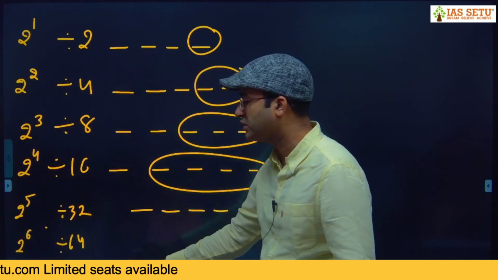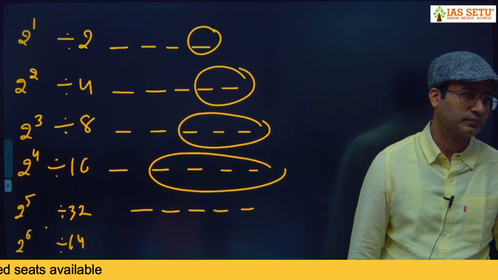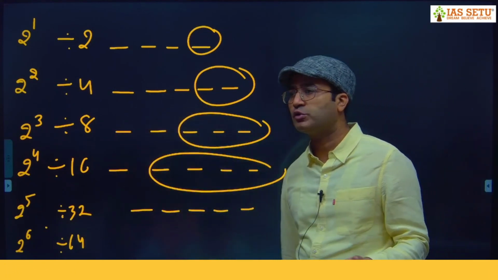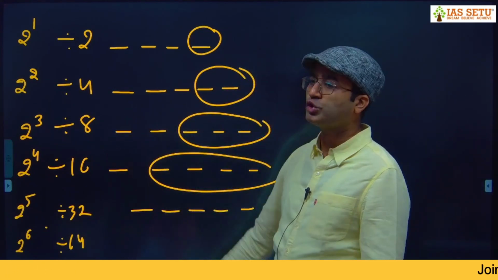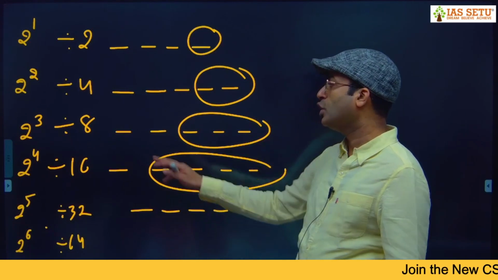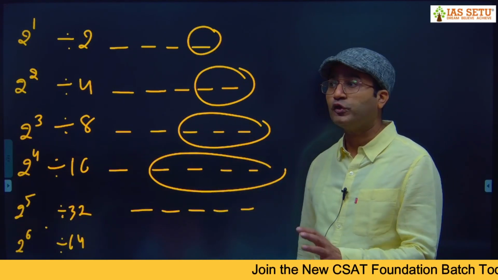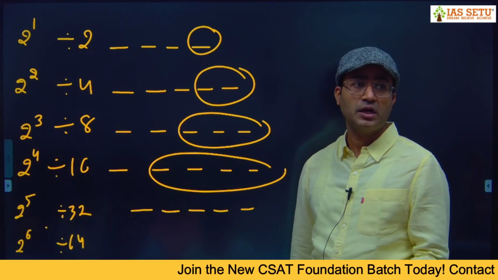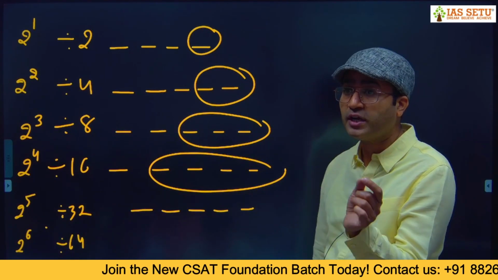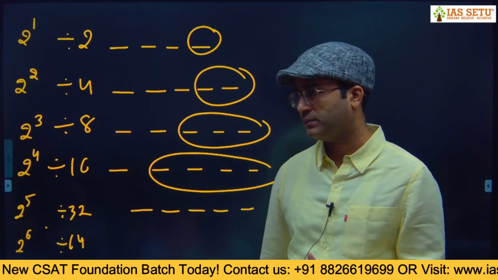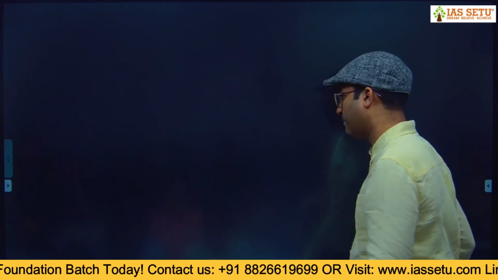So based on this concept: 2 to the power 1 requires 1 digit, 2 to the power 2 requires the last 2 digits, 2 to the power 3 requires the last 3 digits, 2 to the power 4 the last 4 digits. What type of question can be asked? In 2023 they asked a very big number, but if you have conceptual clarity you can handle it. Okay, I give you a question.